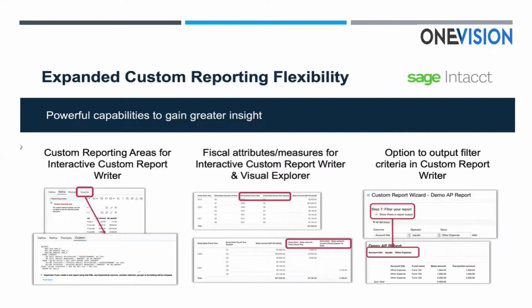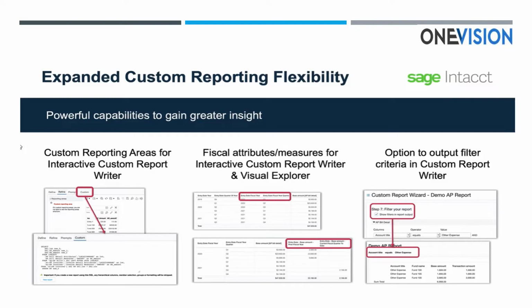Greater custom reporting flexibility has been added in Release 2. Custom reporting areas have been added for the interactive custom report writer, in which SQL statements are utilized to join two or more existing reporting areas from the new Custom tab, while fiscal attributes and measures have been added to both the interactive custom report writer and interactive Visual Explorer.